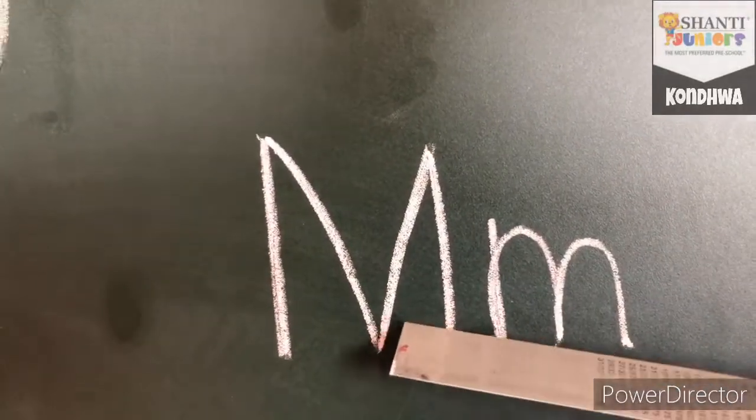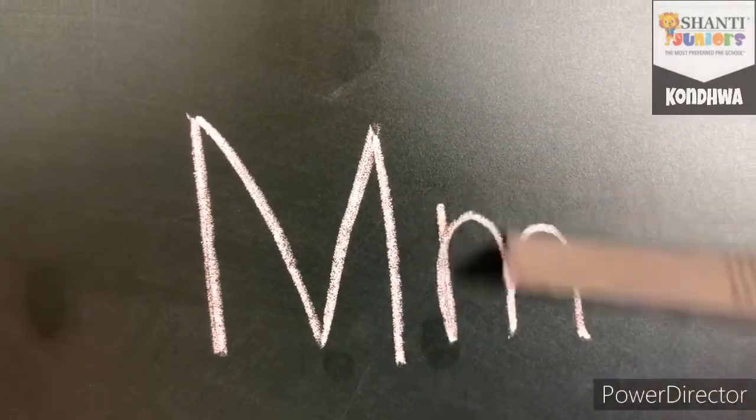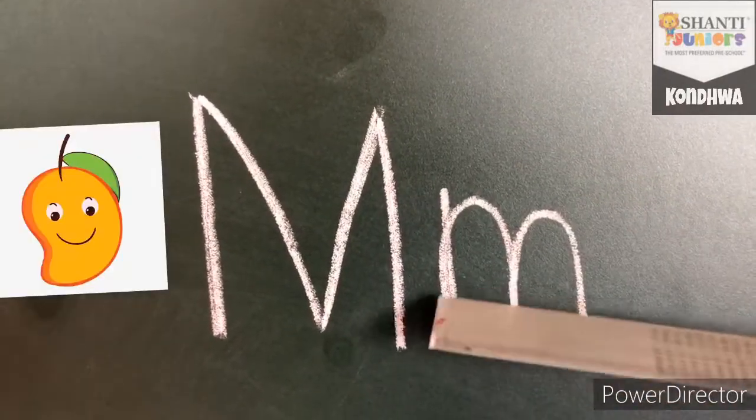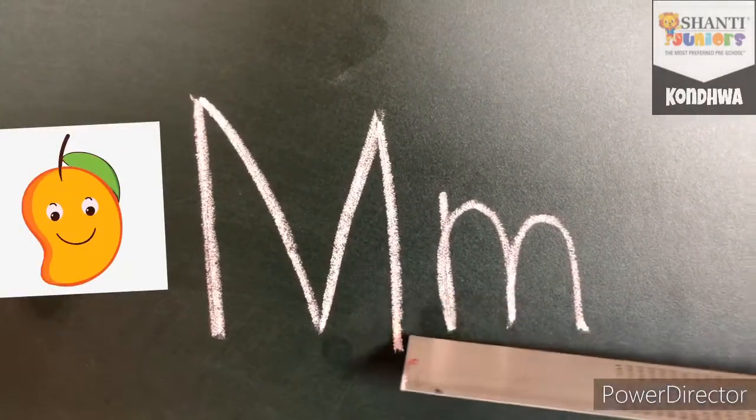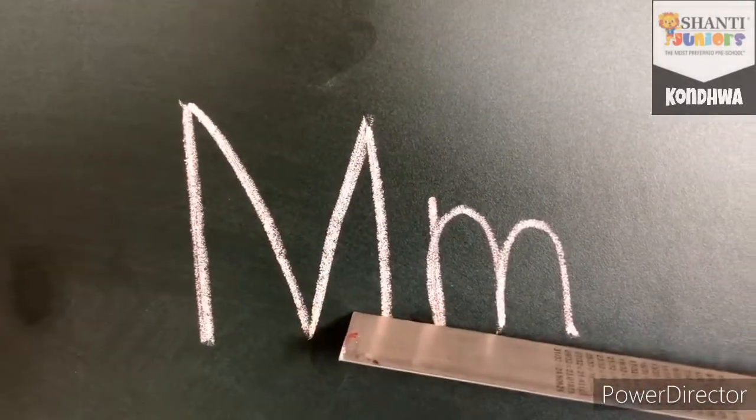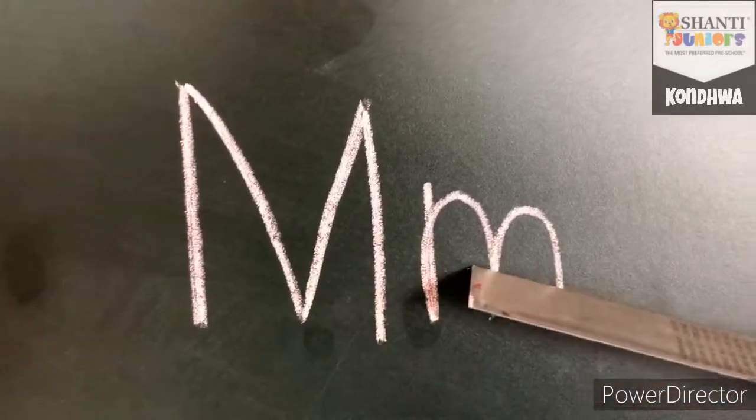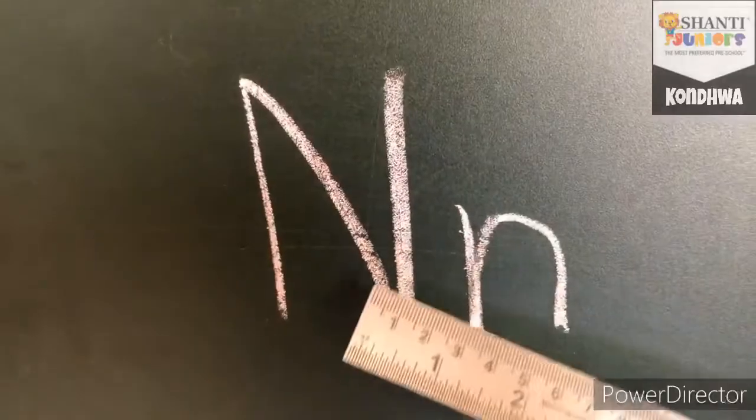What is this? Letter M. This is capital M and this is small m. What comes from M? I know you love to eat that. Guess. M for mango and M for mouse. Now we'll come to the next letter.